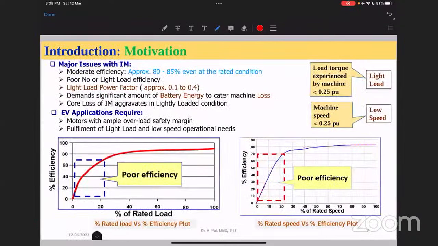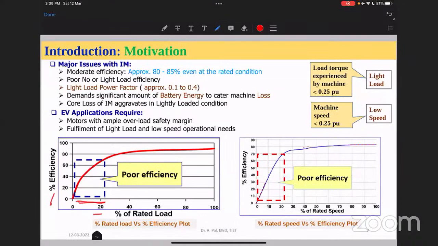There are some other characteristics I have shown in the slide for the induction motor in different cases, like efficiency versus rated load. From the first figure, it is clear that when the machine is operated at light load condition, with its power rating at around 25%, then the efficiency is very poor. That is, when the machine is operated at light load, less than 25% of rated load, the efficiency of the induction motor is very poor.